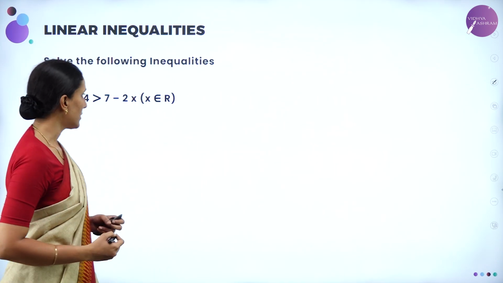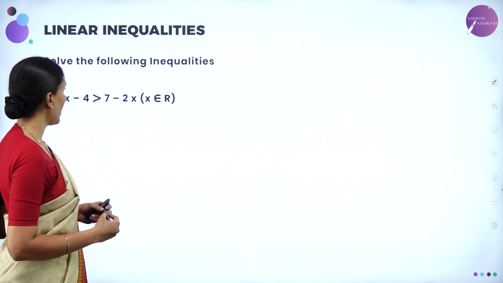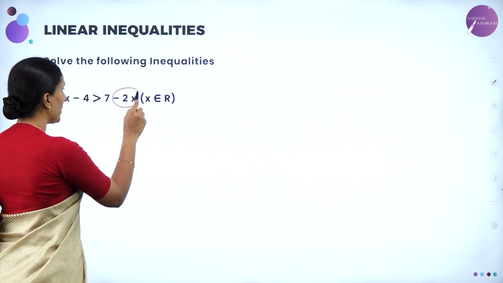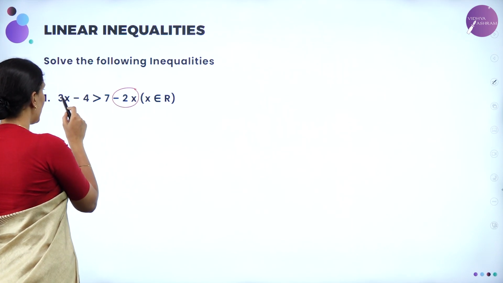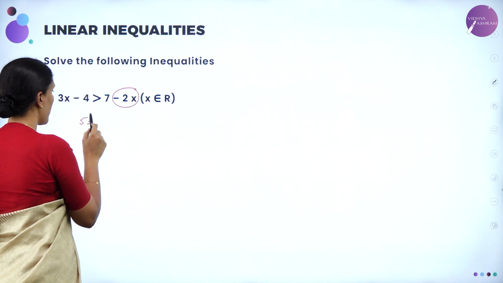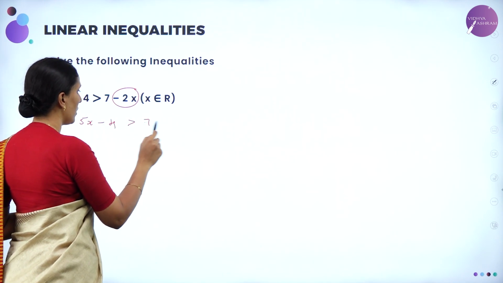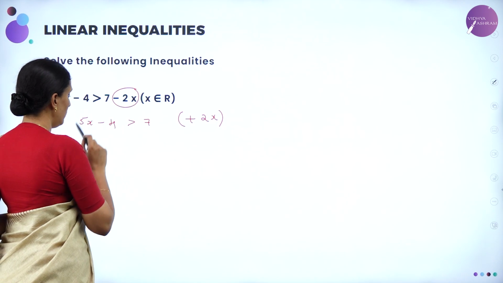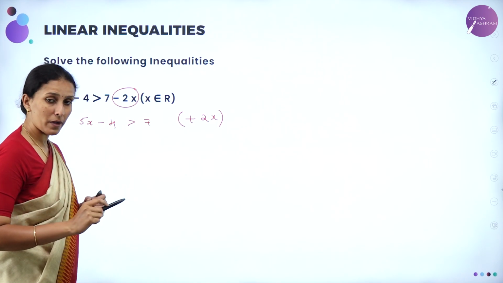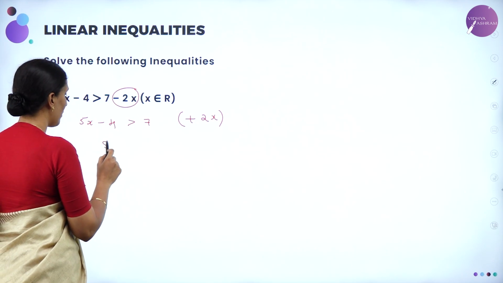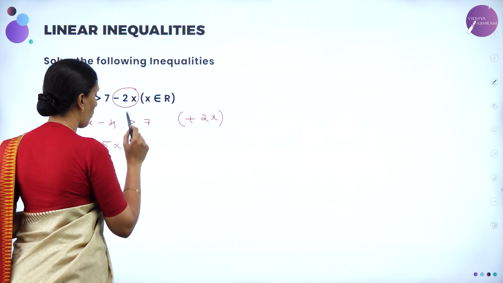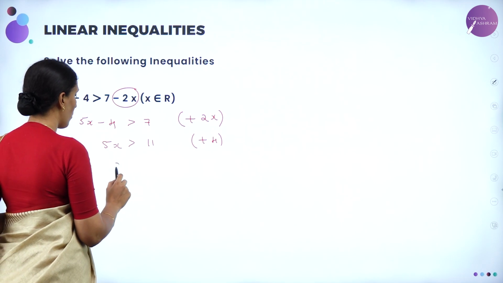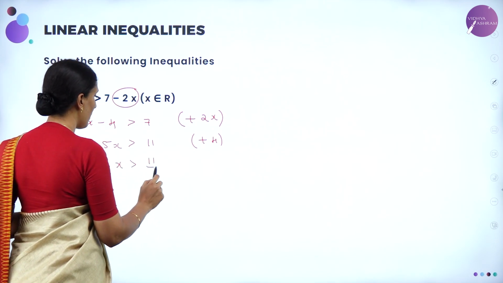Solve the following inequalities. First one, 3x minus 4 greater than 7 minus 2x. So here I will add 2x on both sides so that I can remove minus 2x here. If I add 2x on both sides, 3x plus 2x is 5x, minus 4 is as it is, greater than 7. What I have done here is added plus 2x on both sides. Next, here I don't need the minus 4, so to remove minus 4, I will add plus 4 on both sides. Then I will get 5x greater than 7 plus 4, which is 11. Now I will divide by 5 on both sides. So I get x greater than 11 by 5.